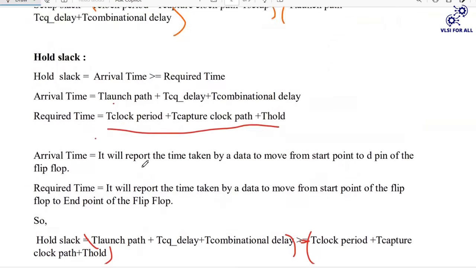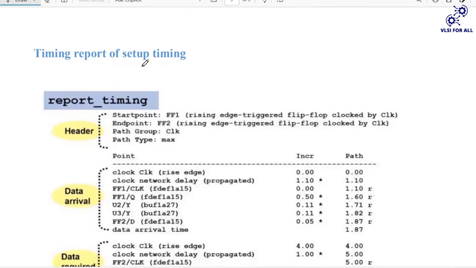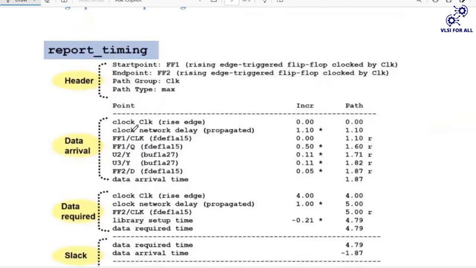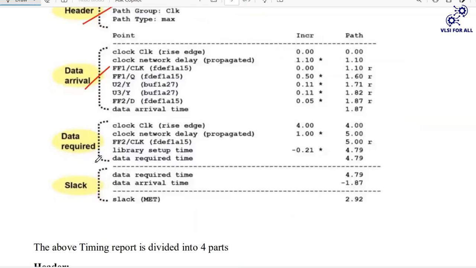It is a setup and hold step. After that, the timing report of the setup timing. We will say report. What does the report contain? The report is divided into four parts: the header, data arrival, data required, and slack.